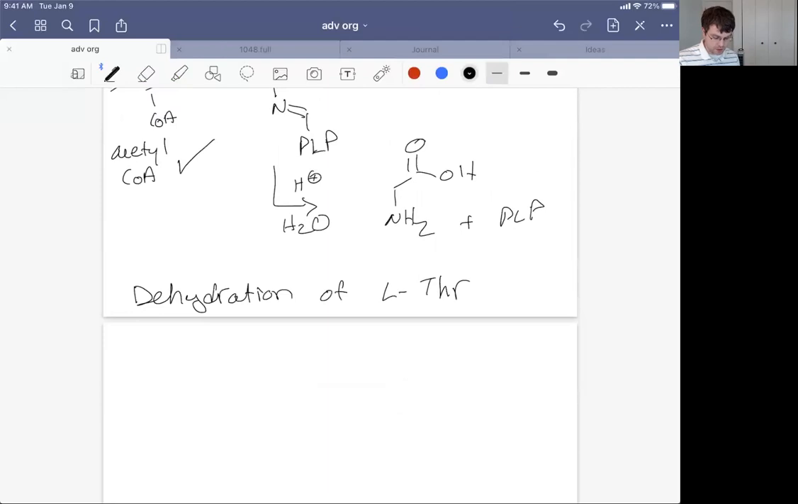So threonine's a pretty versatile amino acid. Maybe threonine's my favorite amino acid. There's just so much great reactivity within amino acids. I mean, honestly, it's just so great. Sorry, okay, back to business.